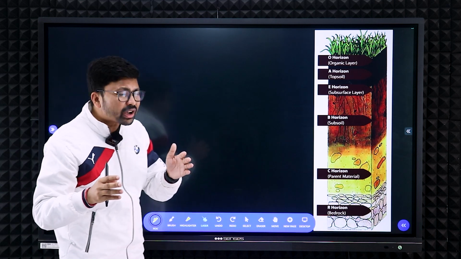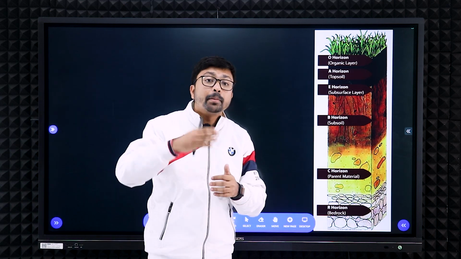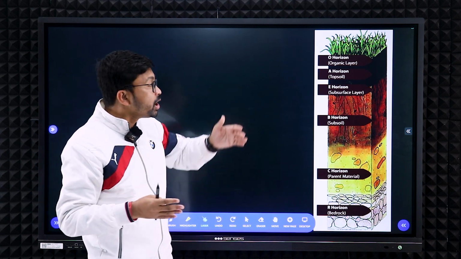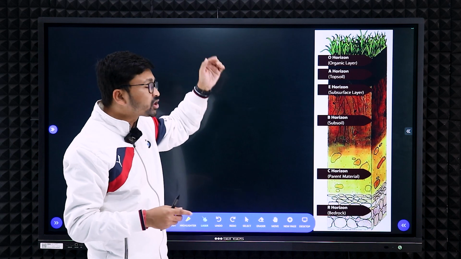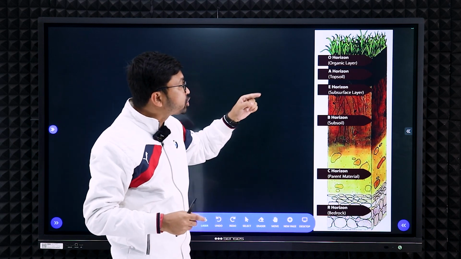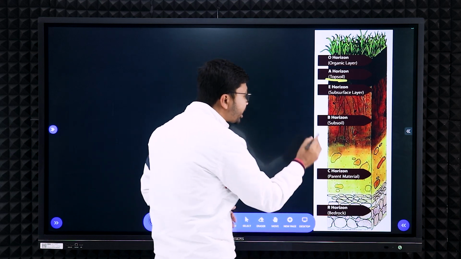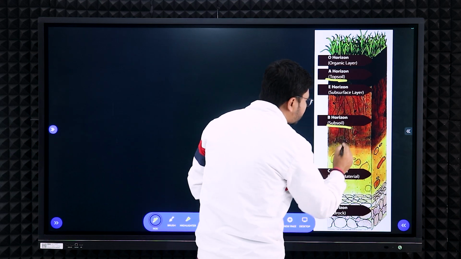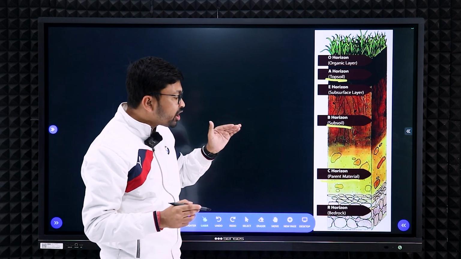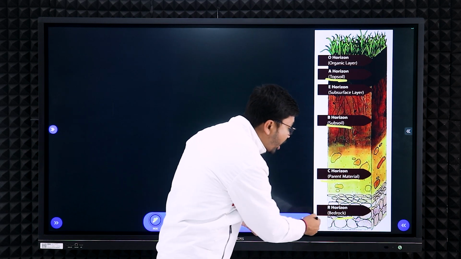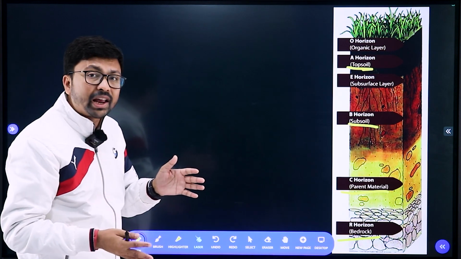Next, here you can see the soil profile pictures, right? Soil profile means the vertical cross-section of the soil. If you cut the soil vertically, you will get those types of layers. First, on the top level is the topsoil. The next layer is called the subsoil, the third one is the parent material, that is the C horizon, and the last one is the bedrock. Those are the layers of the soil profile, right?